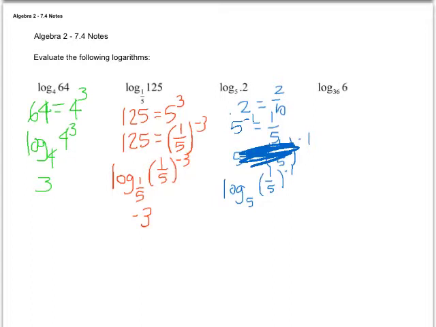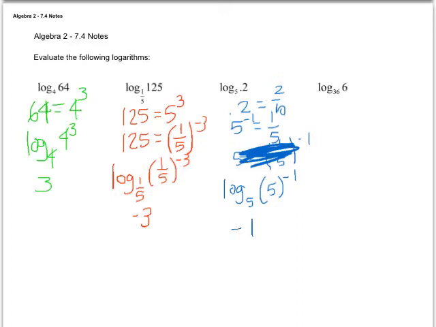So if I've got 5 to the negative 1, this changes just a little bit. Got a little ahead of myself. So this is actually going to be 5 to the negative 1 power. And since the base is the same as the number inside the logarithm, then I'm going to get negative 1 for my answer. Okay, let's look at this last guy, 36 and 6.